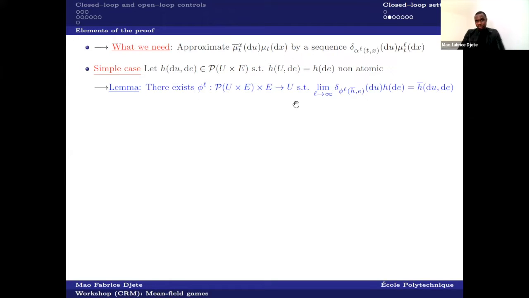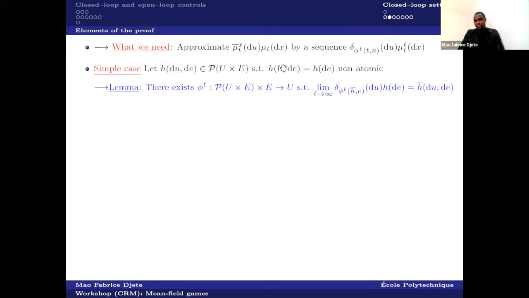There exists a measurable map, and the map can be as regular as you want, such that this one converges to this one. So we are going to use this result in this situation. How are we going to do that? You can notice here that the marginal is fixed, but here the marginal is not fixed. But actually it's not difficult. There is something fixed here.